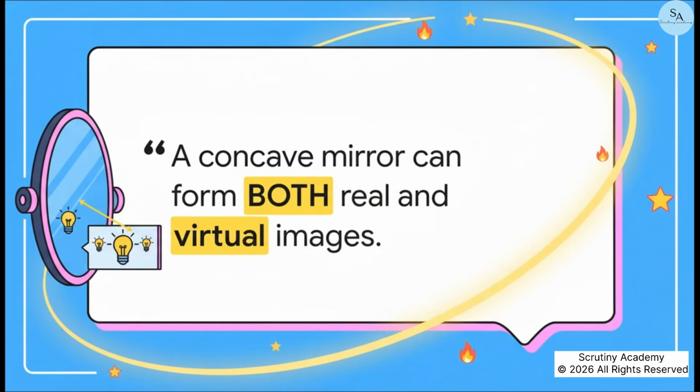And let's end on what I call a golden line, a key fact that you should absolutely lock into your brain. Remember this: a concave mirror is special because it's the one that can form both real and virtual images. This chapter is so important for exams, and knowing that one little detail can really make all the difference.